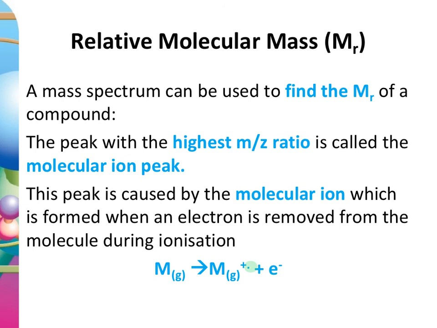Single electrons in organic molecules are called free radicals, so we have to represent that in our equation. Our M represents our molecule. Of course, it's gaseous because we have to vaporize our sample before we put it into a mass spectrometer. We fire high energy electrons at it, and it knocks an electron off. That makes our molecule positively charged, but we have to show that we also have an unpaired electron, which is what the dot is there to do. It's a free radical, and the whole equation is balanced.